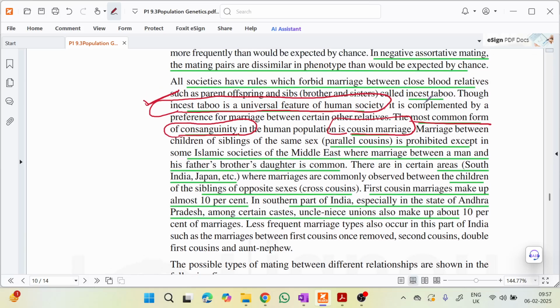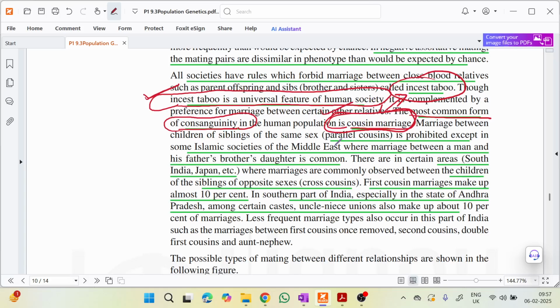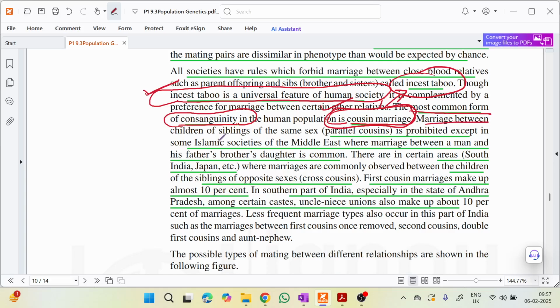Here the incest taboo is ardently managed, but after that, cousins are there. So this is the common form. Then marriage between children of siblings of the same sex, parallel cousins, is prohibited except in some Islamic societies in the Middle East, where marriage between a man and his father's brother's daughter is common.